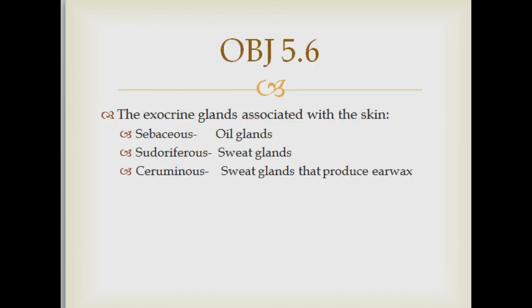Now, with the integumentary system, we're going to have 3 main glands: sebaceous, sudoriferous, and ceruminous. Sebaceous is the oil glands, of course. Sudoriferous, sweat glands, and ceruminous are the modified sweat glands that produce earwax.